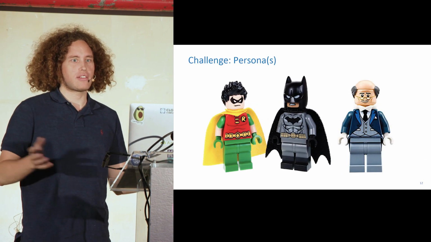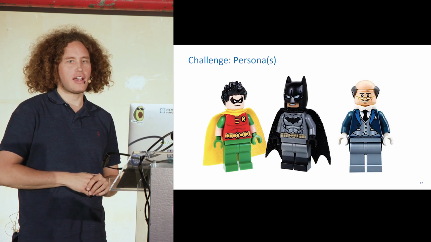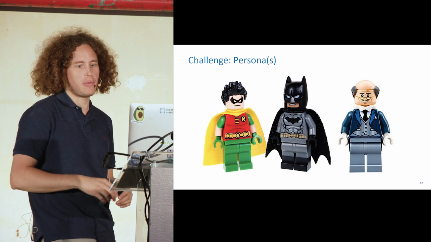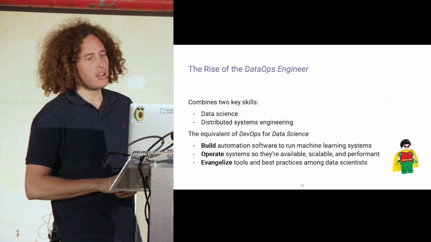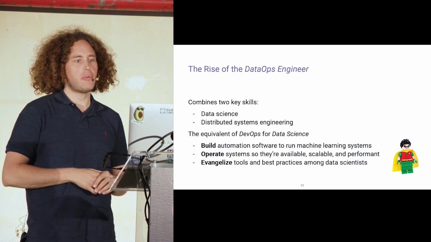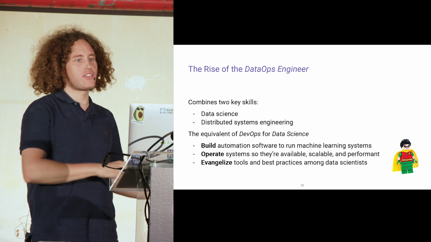This actually means our superhero is a data scientist. He actually needs some side gigs. He needs help from other personas. And so here we especially have this data ops engineer. So the data ops engineer is kind of like combining the skills from data science.